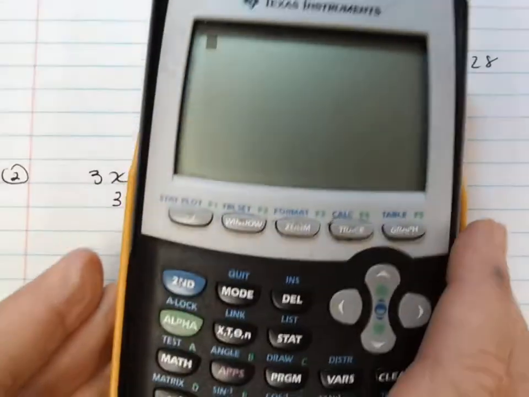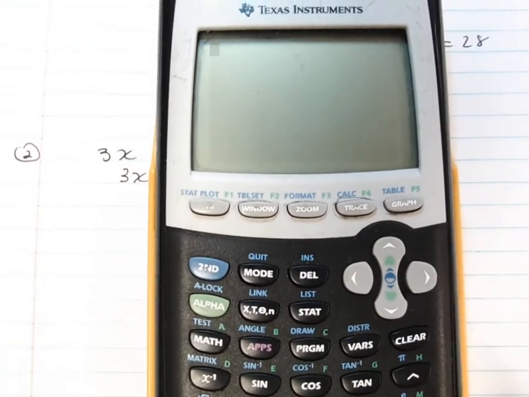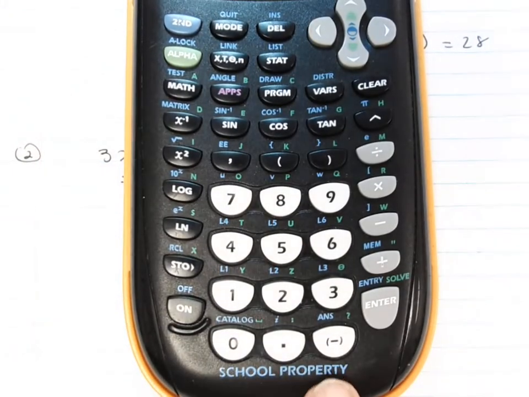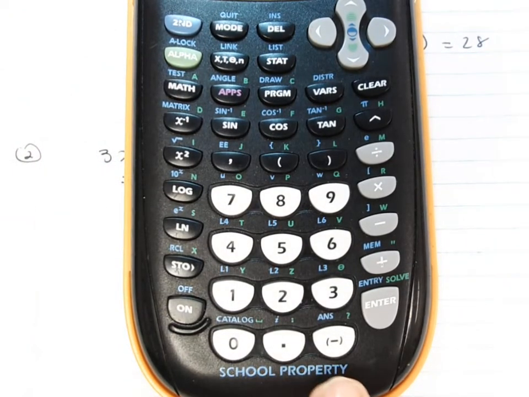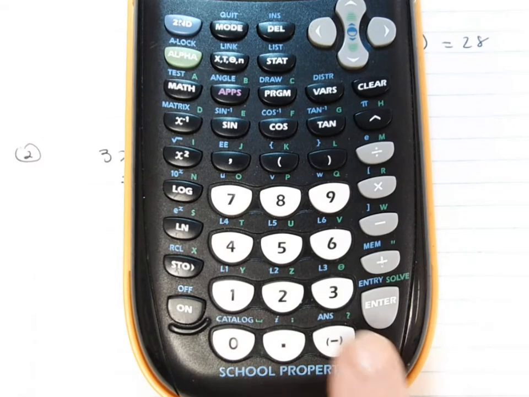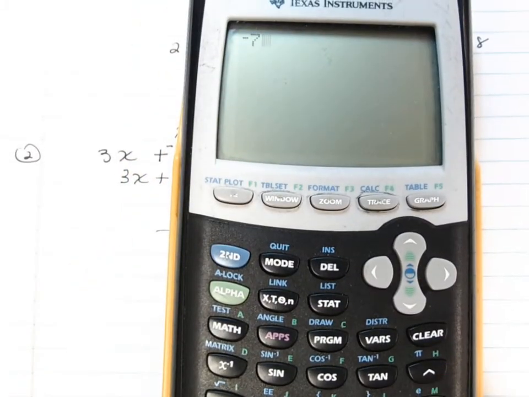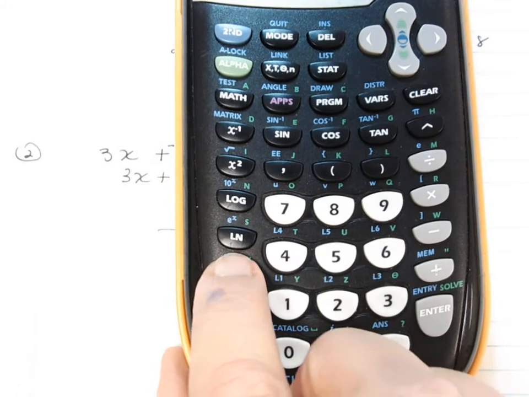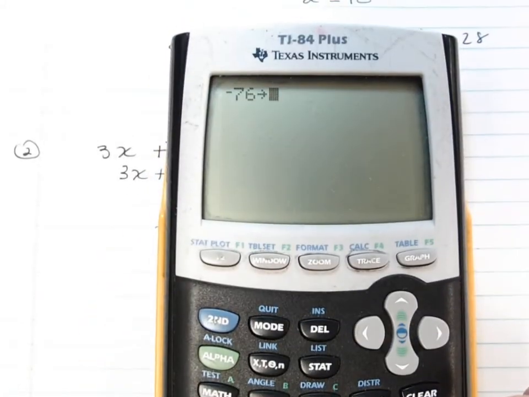So when using my graphing calculator, I am going to put my answer into my graphing calculator. You must use this button down here as your negative. You cannot use a subtraction as a negative. It gets confused. So I'm going to say negative, and then I'm going to put in my 76. All right. Then this button here is store. So I'm going to store that, and that gives me that arrow.